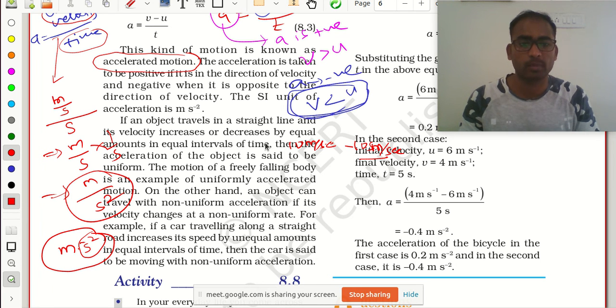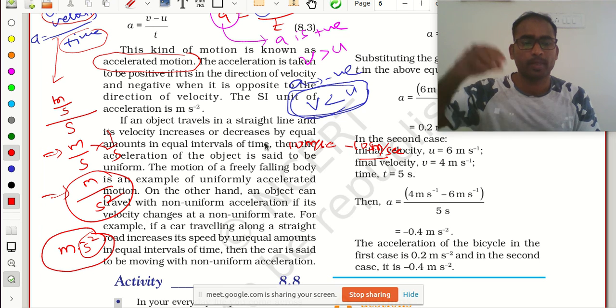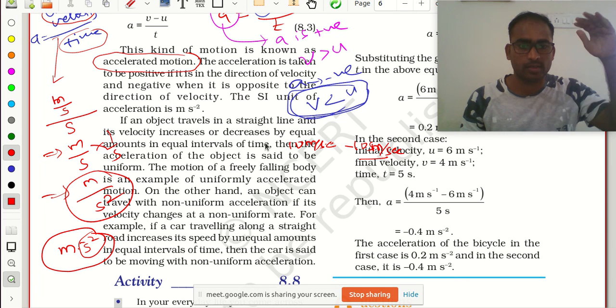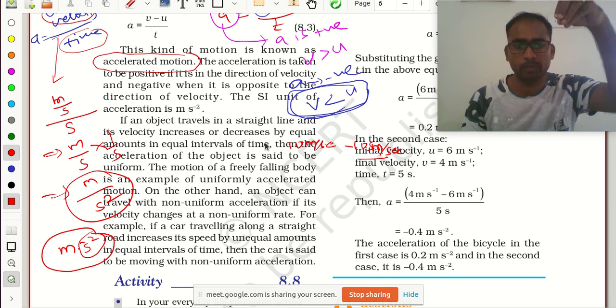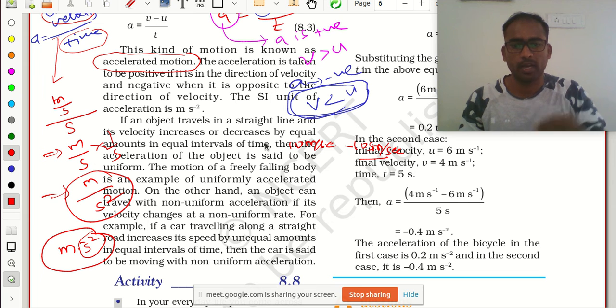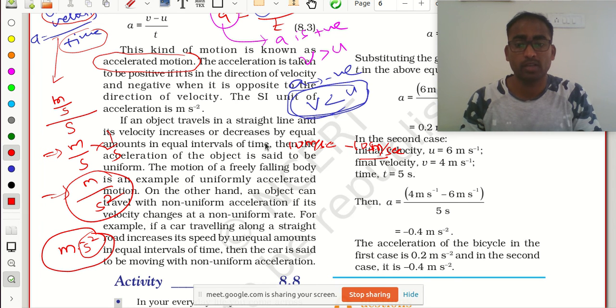Now what are the examples of uniform acceleration? One example is a free falling body. Suppose I am on the fifth floor of a building and I throw an object from the fifth floor and it falls on the ground. It travels with uniform acceleration. That is uniform accelerated motion.